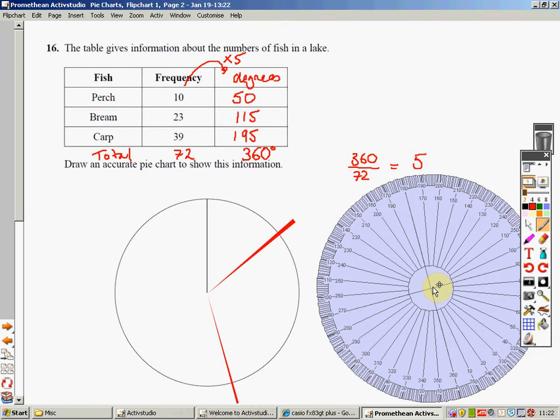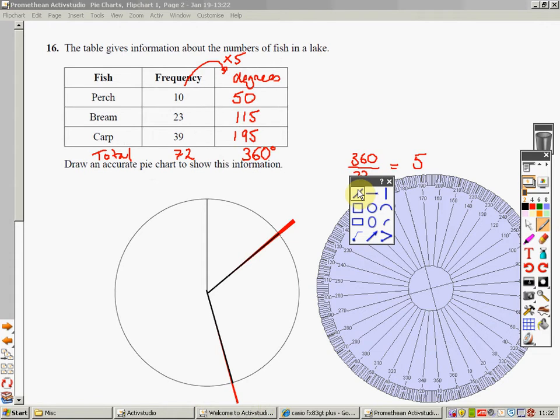It's a bit inaccurate. I can now get my ruler and my pencil. I'll cheat and use the straight line tool on the board. There we go. Nice black colour pen. From the centre out to where you marked it. There we go. Last thing I need to do is label it. So I'm going to say the first one was perch, the second one was bream, and the last one was the carp. Okay, there we go. Question done.